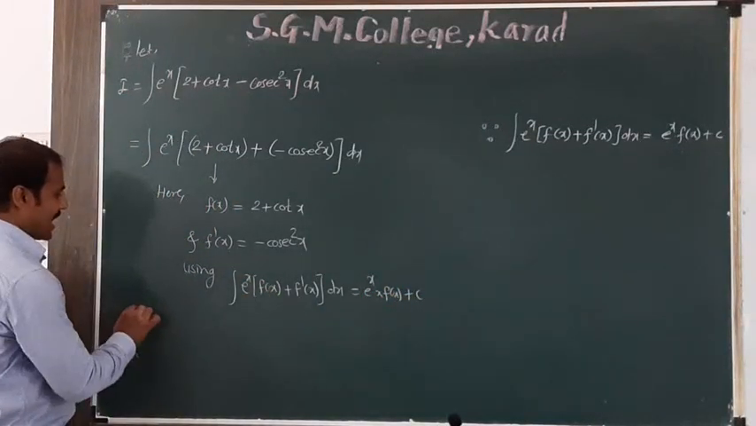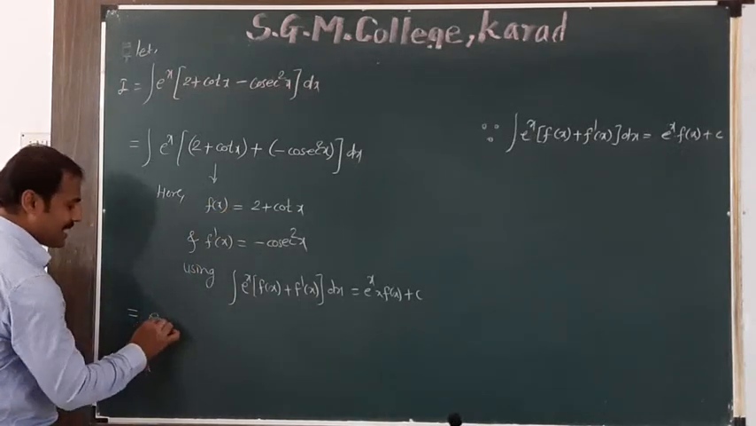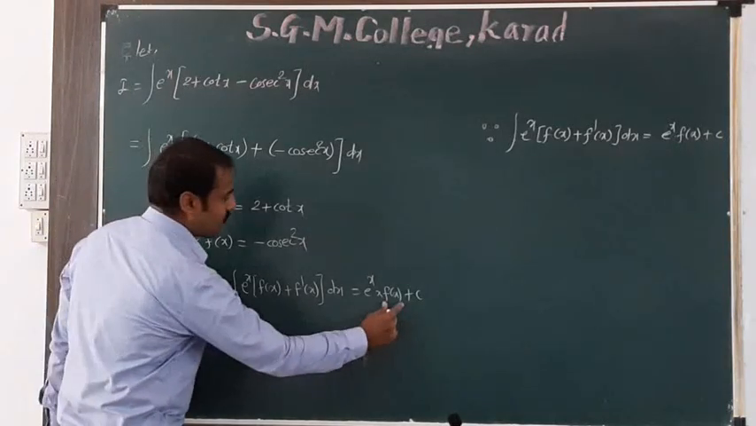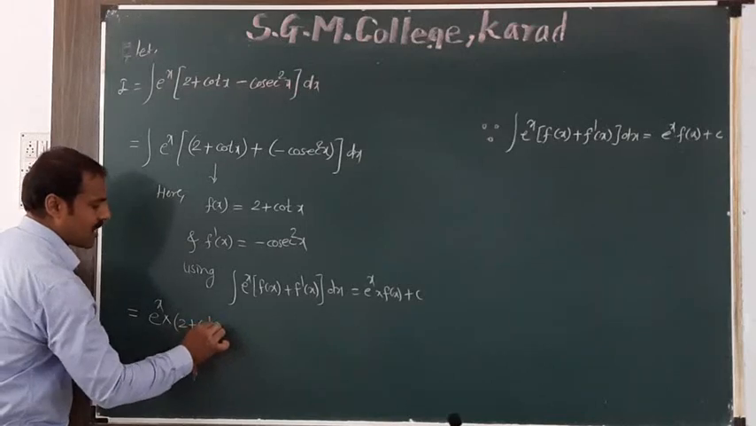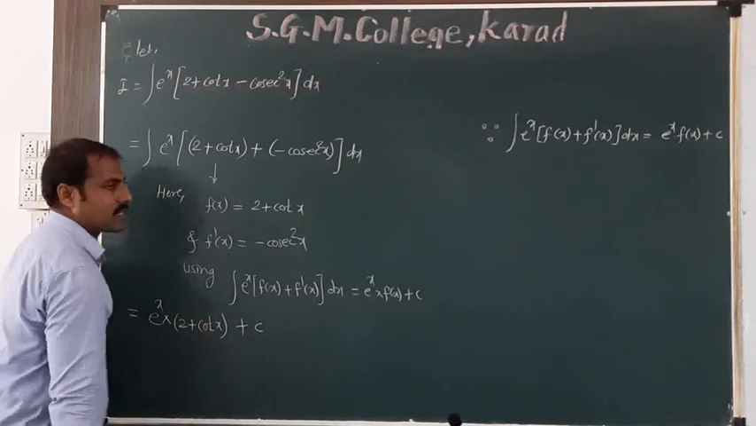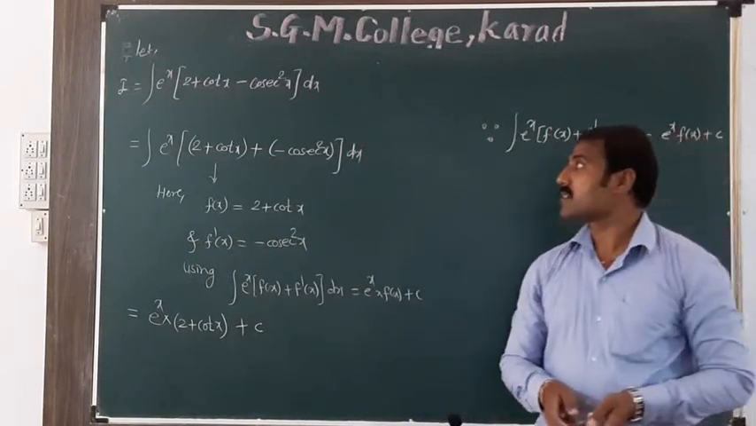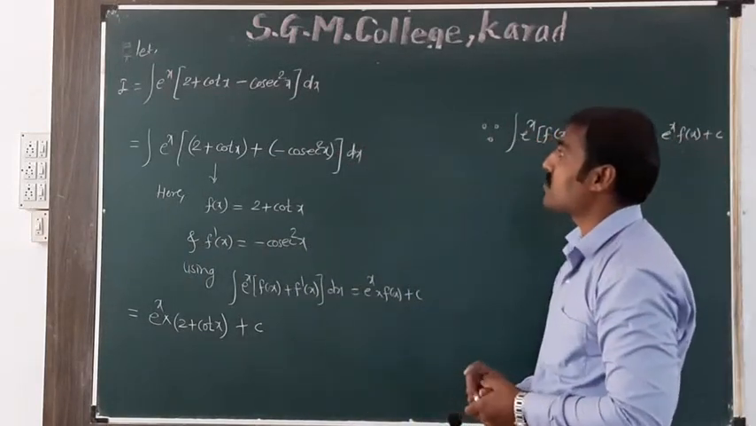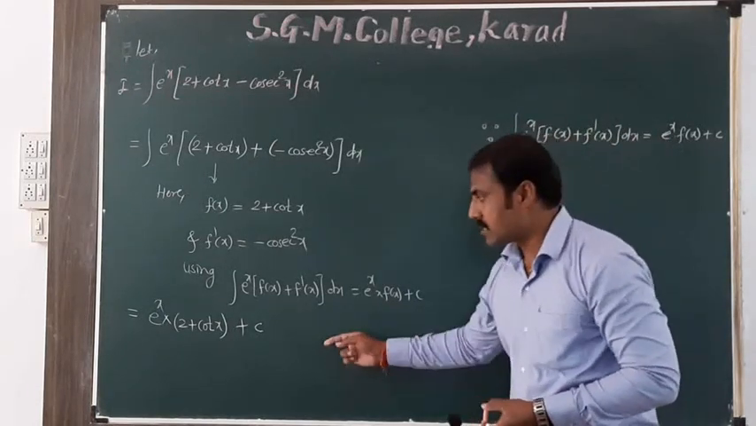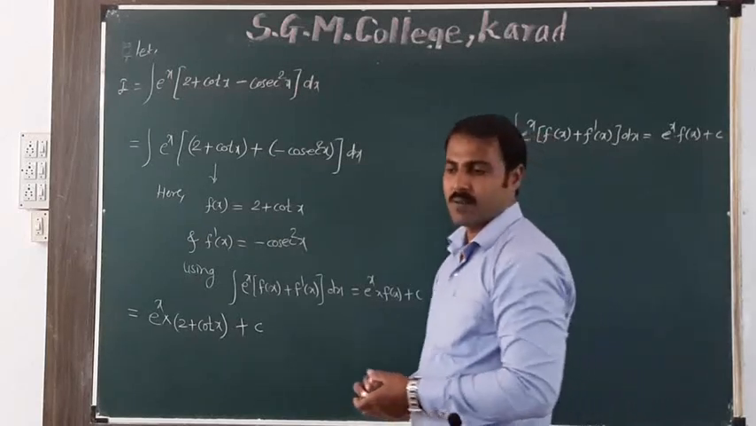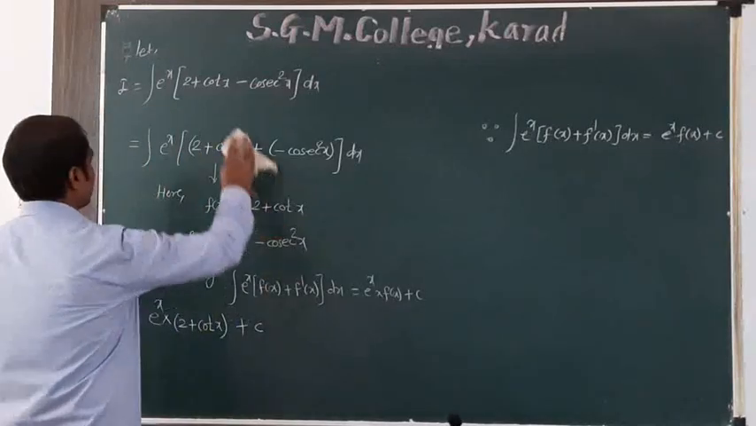So I is equal to, using this corollary, e raised to x into the function here, which is 2 plus cot x, plus constant of integration c. Here is the answer. Of the second example, the integration of e raised to x into 2 plus cot x minus cosec square x dx is e raised to x into 2 plus cot x plus constant of integration c. Okay, next example is here.